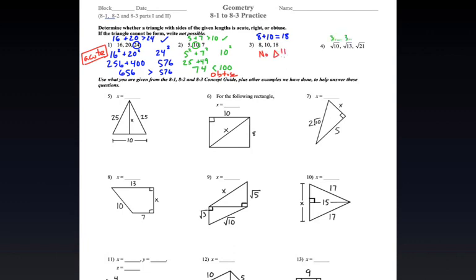Number 3, is 8 plus 10 more than 18? The answer is no, it is not. It's equal. It has to be more than. So that is not a triangle. You cannot make a triangle.